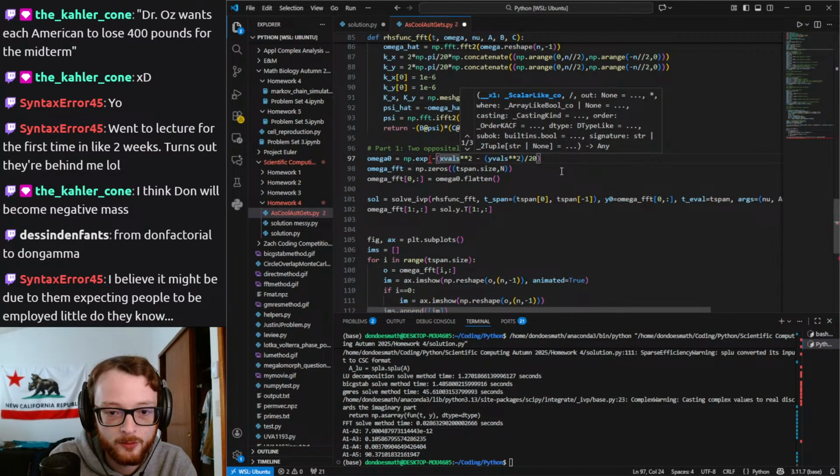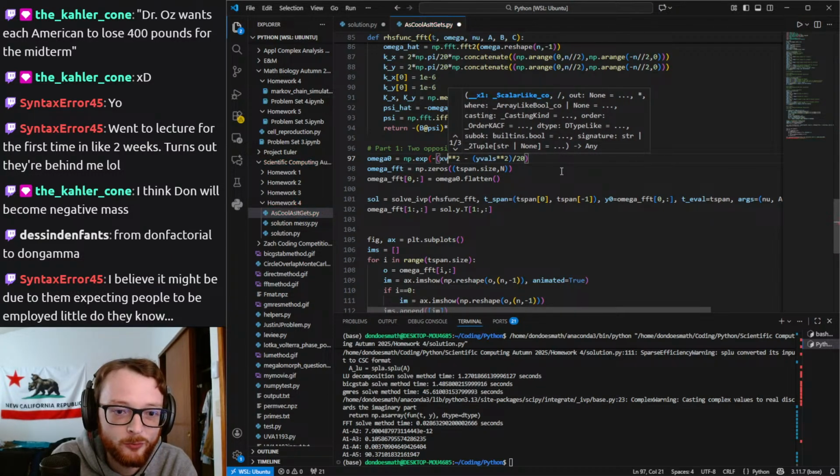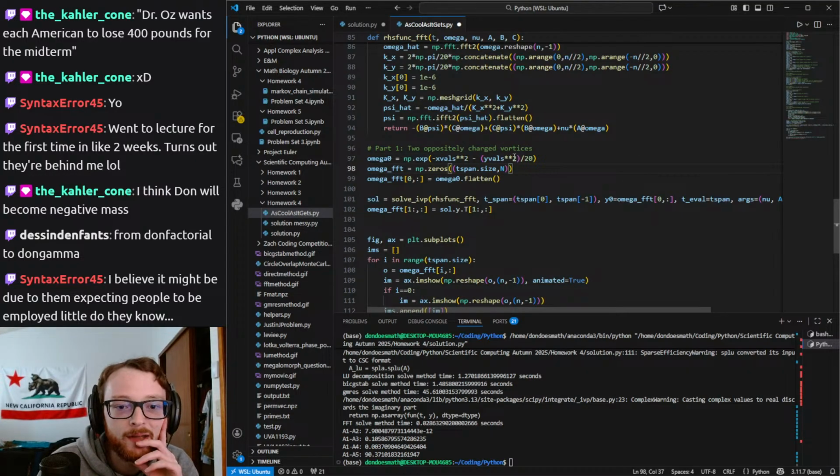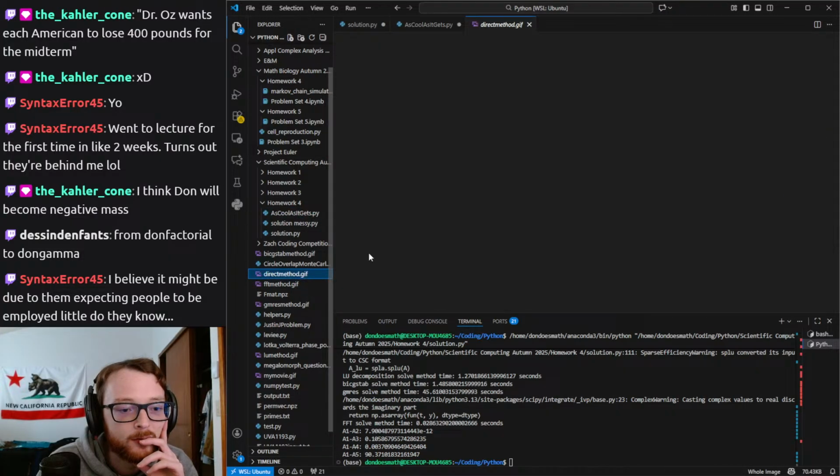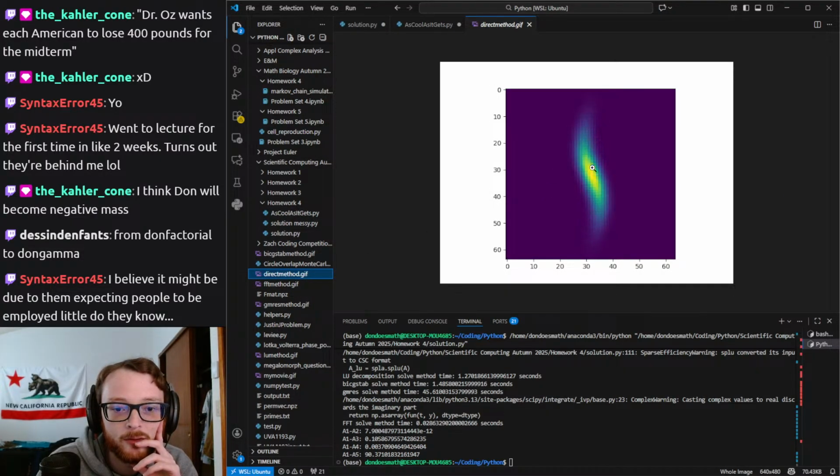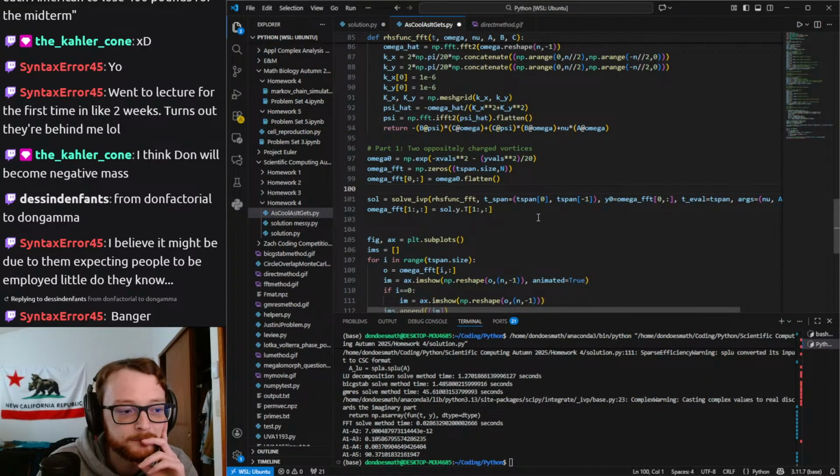One will be centered. Well, wait, how does this work? Why is this centered already? Like, why is this already at 30/30? Shouldn't it be at a maximum at 0/0? From Dawn factorial to Dawn gamma? Because I'm now analytic.